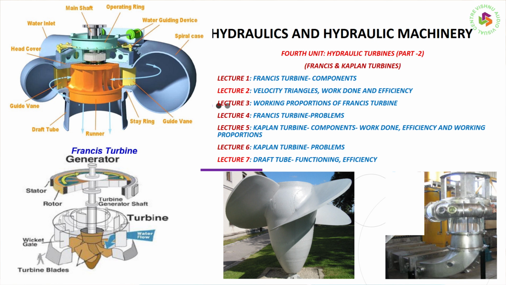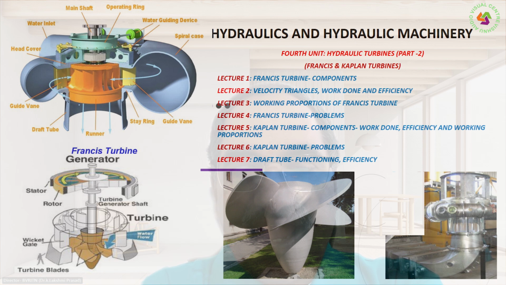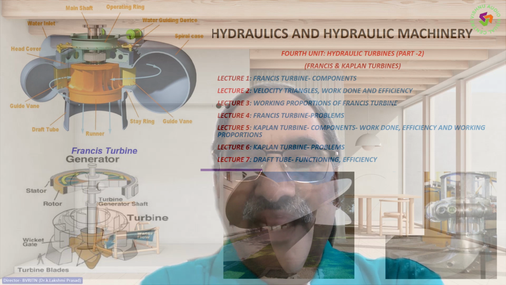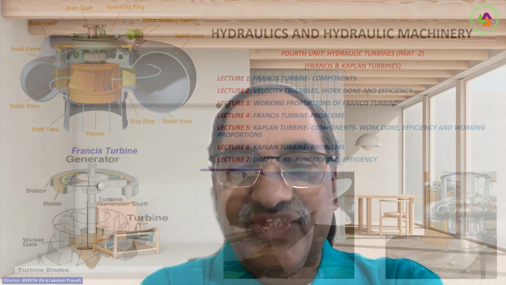The draft tube is a conical tube attached to the runner exit. So one end of this conical tube is attached to the runner exit and the other end is submerged in tail race, tail pond, downstream water. So kindly remember that for the smooth transfer of water from the exit of a reaction turbine, the draft tube is useful.